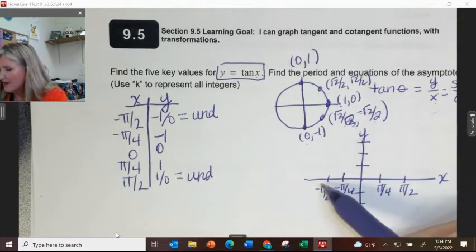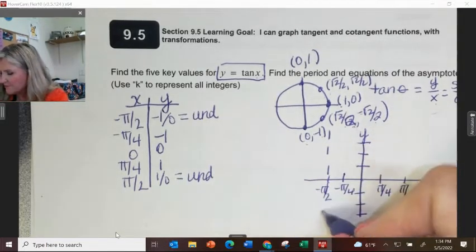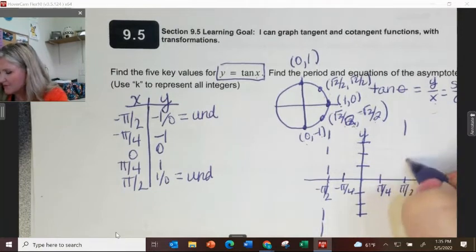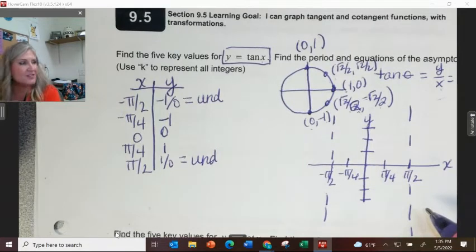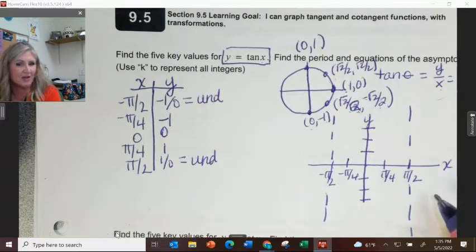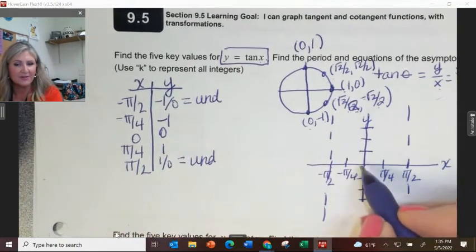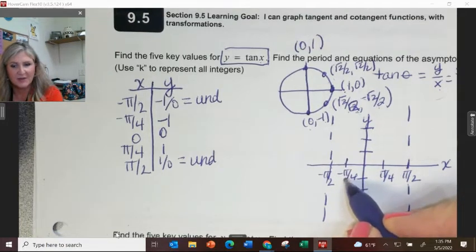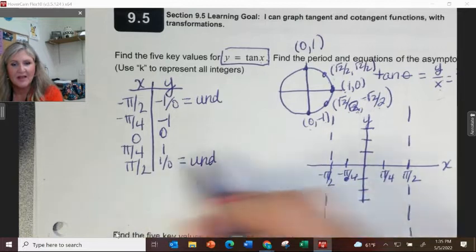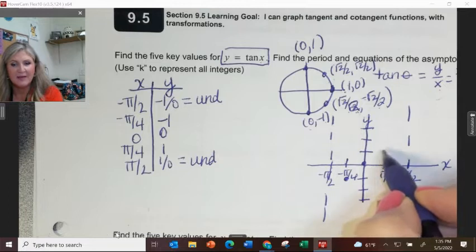All right, so at negative pi over 2 then, we're going to have this vertical asymptote. And at positive pi over 2, we're going to have this vertical asymptote. That's not really part of our graph. It's just helping us to understand the way the graph's going to look. At negative pi over 4, what is our answer for the tangent of negative pi over 4? Negative 1. So I'm going to put negative 1 there. At 0, I'm going to have the point 0. And at pi over 4, I'm going to have the value of 1.